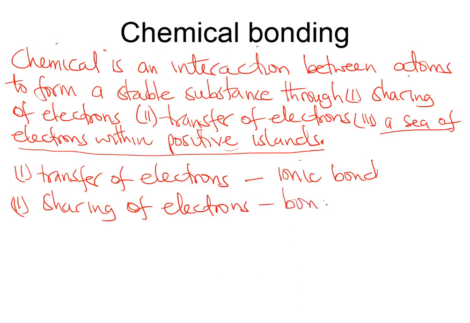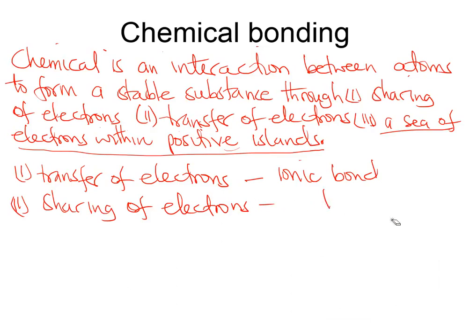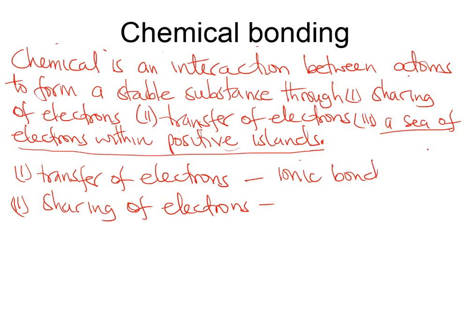So these are the bonds that we are going to focus on. The third bond that is there is known as metallic bond, but we are not going to talk about metallic bond. So it's just these 2 chemical bonds. So this is covalent bond. And take note how we are mentioning it, covalent bond.